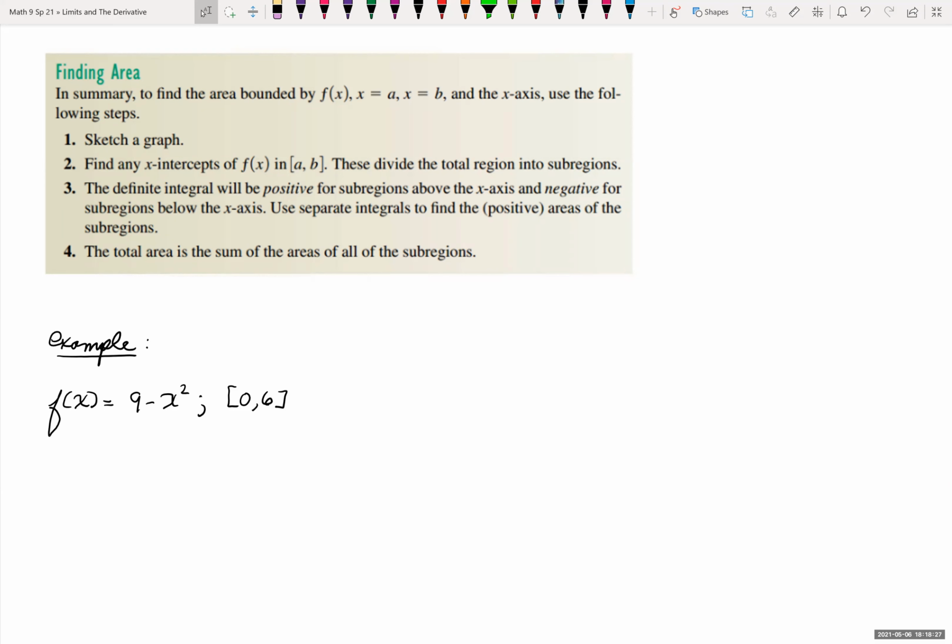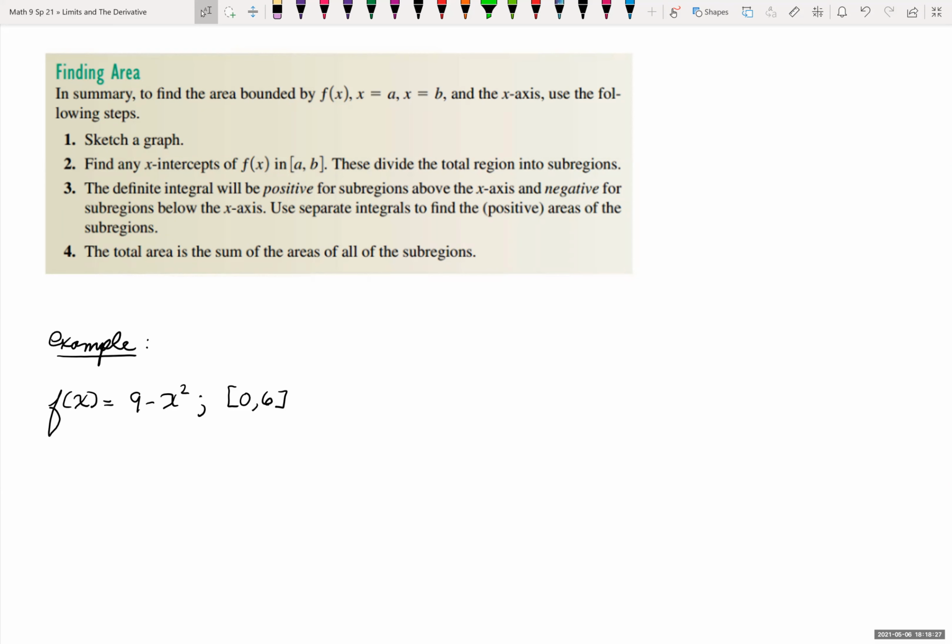So we're going to use separate integrals to find the positive areas of the subregions. Basically we're going to take the absolute value of the pieces that are below the x-axis, and then we're going to total the area, the sum. The total area is the sum of the areas of all the subregions.